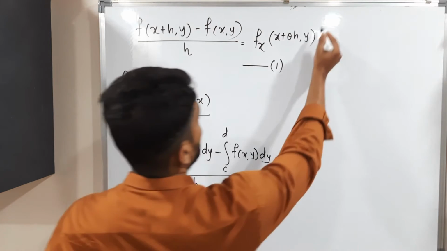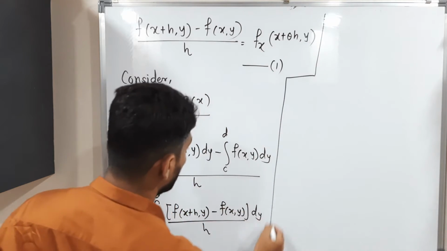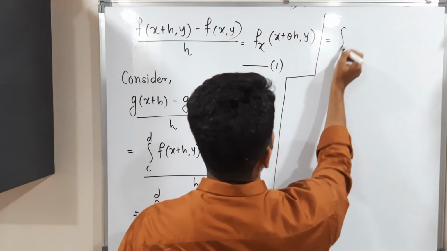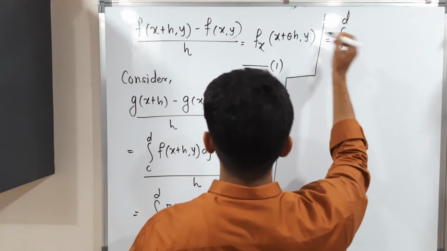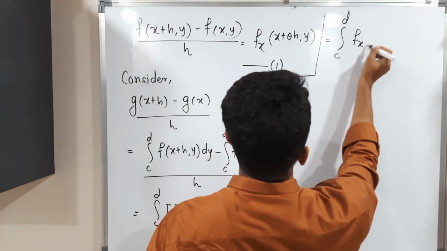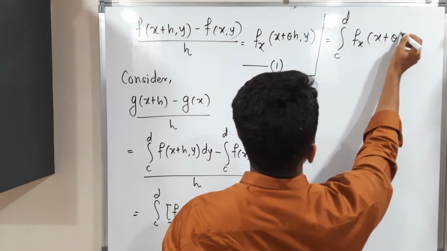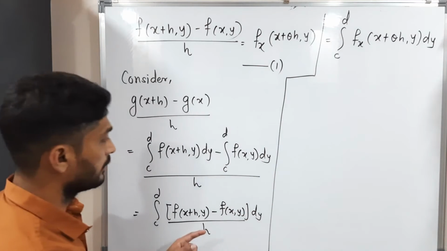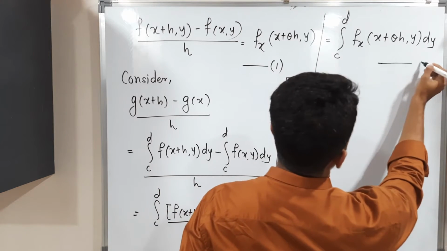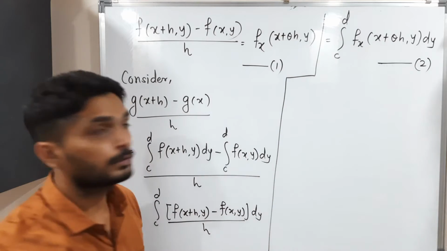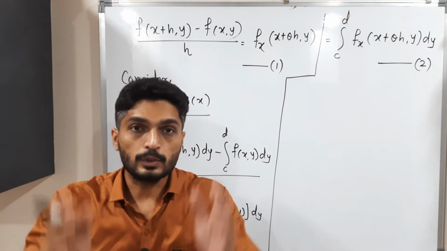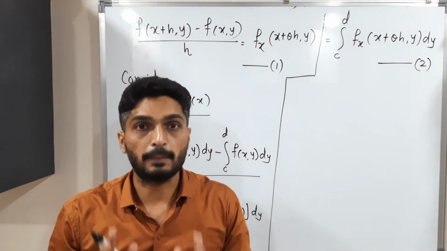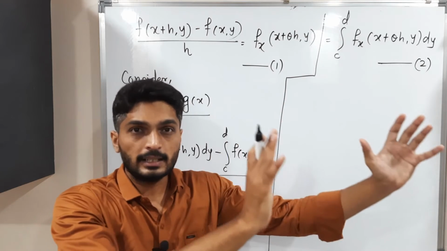So therefore I can write that here. This is equal to the integration from c to d of what is its value? f_x(x + theta h, y), and we have dy. This is equation number 2, a very important thing. So in this way we have completed the second part. Let us start the last part.